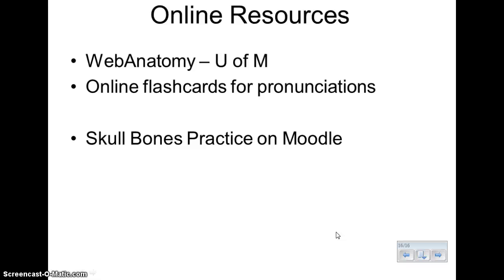Anyway, Web Anatomy at the U of M has good resources to use. There's some online flashcards for pronunciation in this particular unit, and there's a PowerPoint that I made to help you practice the skull bones that has a test as well as the answers following.